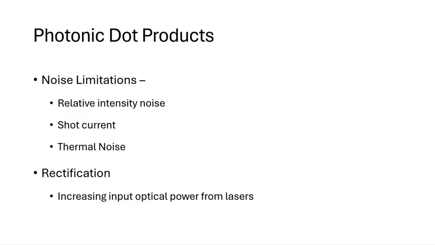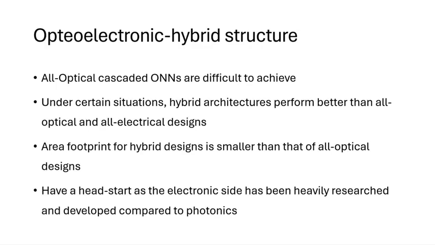Through increasing optical power until relative intensity noise suppresses thermal and shot noise would increase with the precision, which is a method for rectification, which would involve increasing optical power from the lasers.